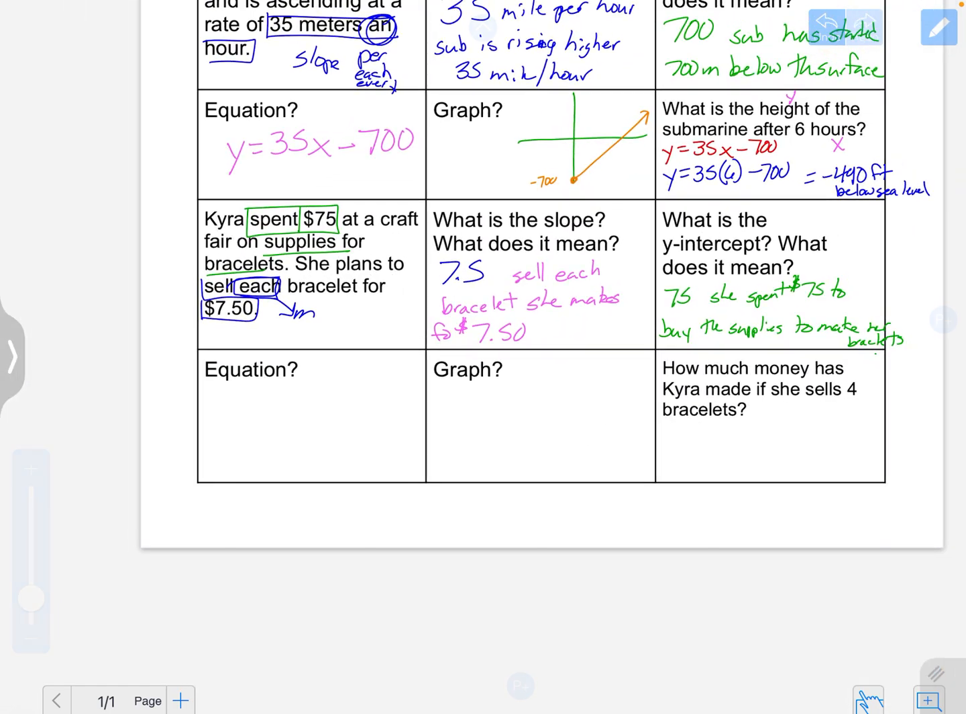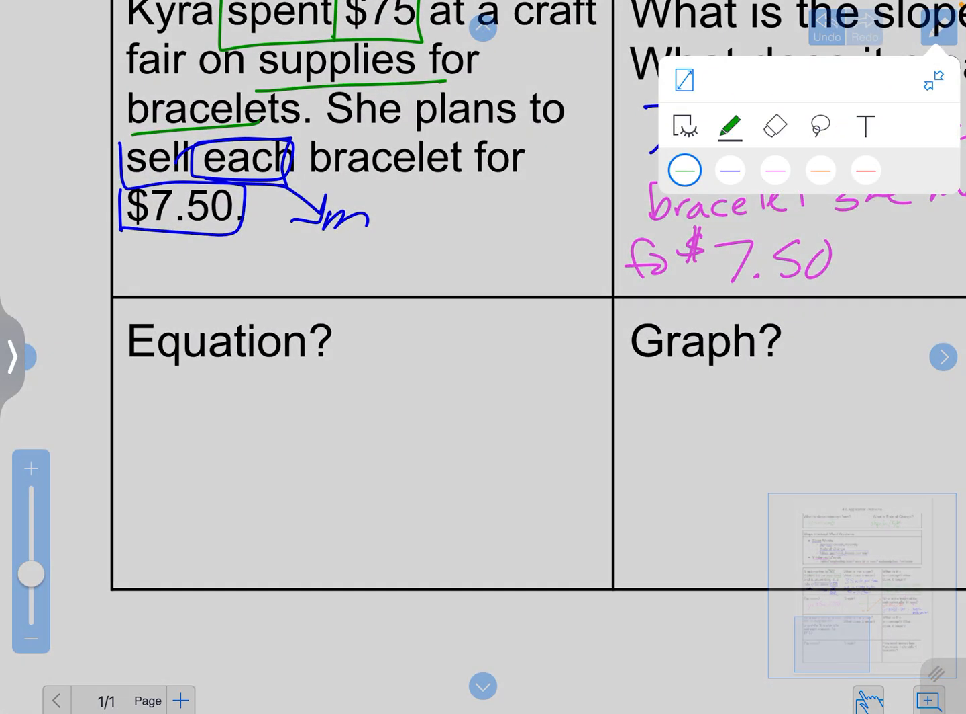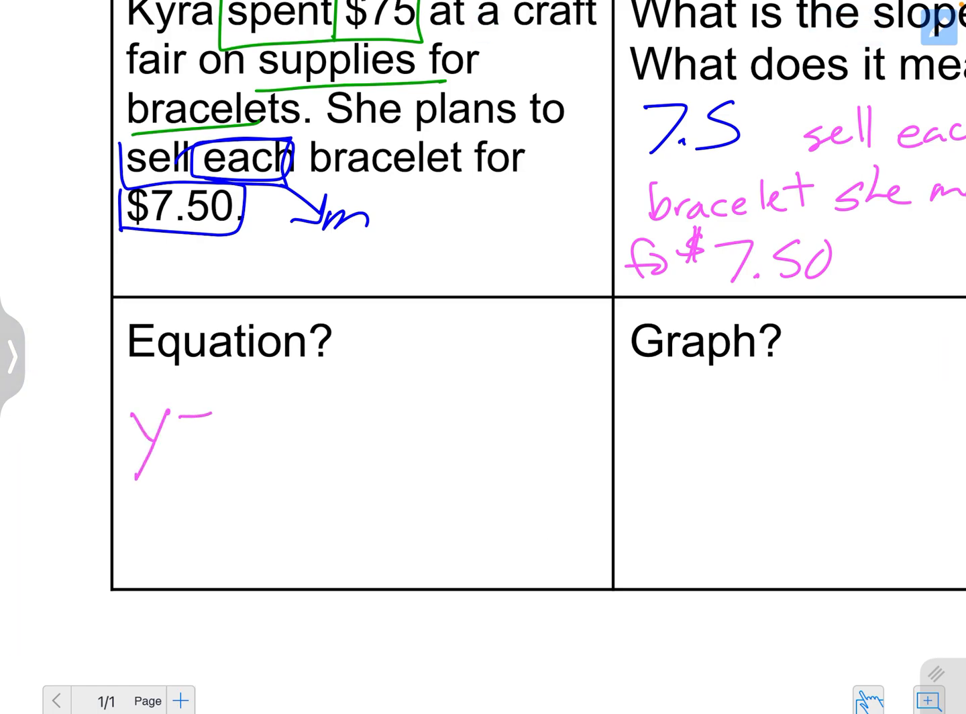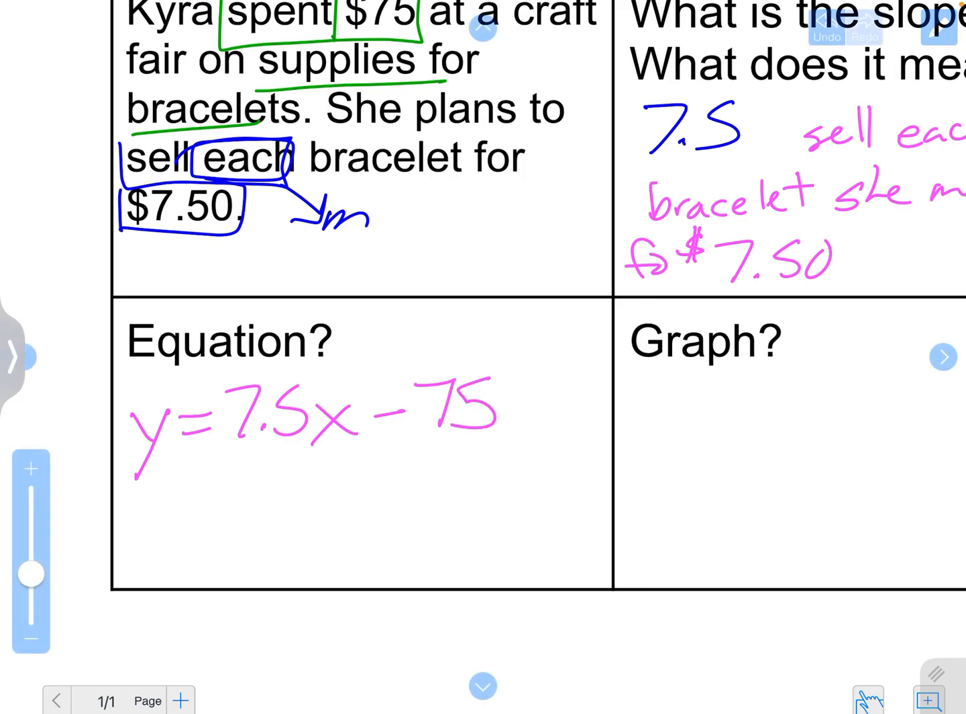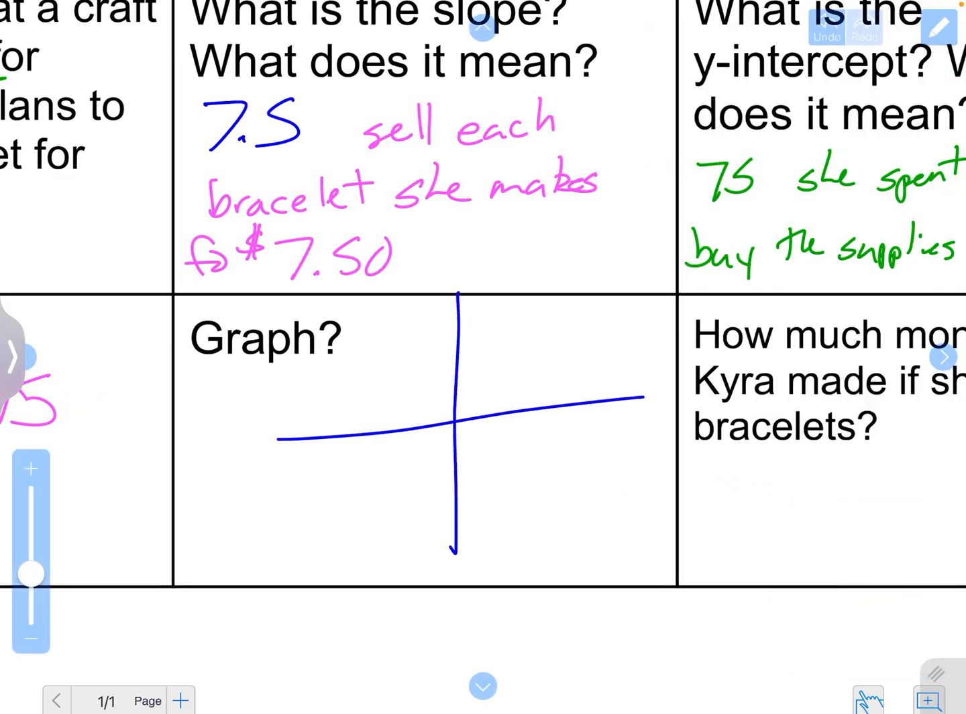If we're trying to figure out an equation, y equals 7.5, our slope, which goes in front of our x. Because she spent $75, it's going to be a negative 75. As she sells bracelets, she's eventually going to start making money. If we were to graph this, because she spent $75, our y-intercept would be a negative 75, and as she sells bracelets, the graph is going to get higher.